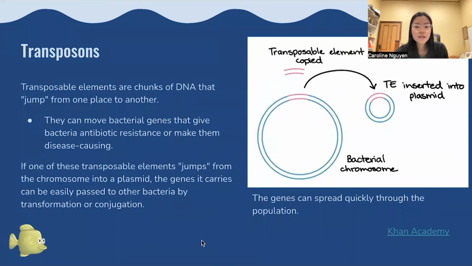Transposons are a little bit different. They're also known as jumping genes, and so they jump from one place to another. Here, they are jumping from the chromosome, the pink bit in particular, into a plasmid, and because it's able to jump into a plasmid, this plasmid will be inserted into other cells. The mechanisms of transposons really increase the risk of antimicrobial resistance, because genes can spread really quickly, especially through huge populations.